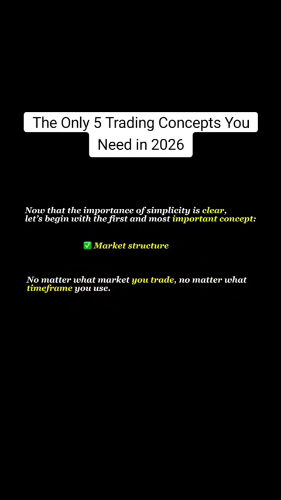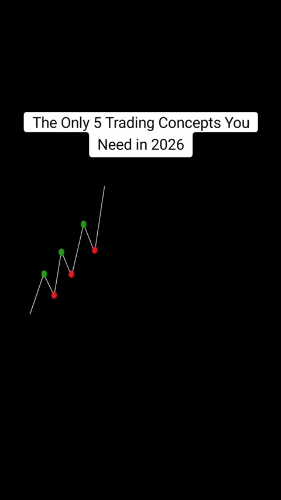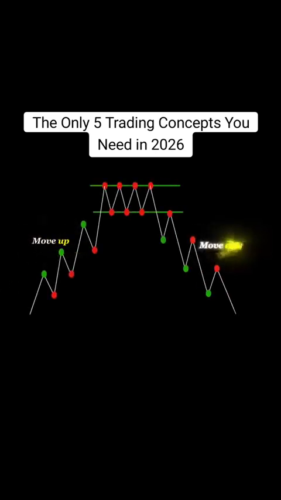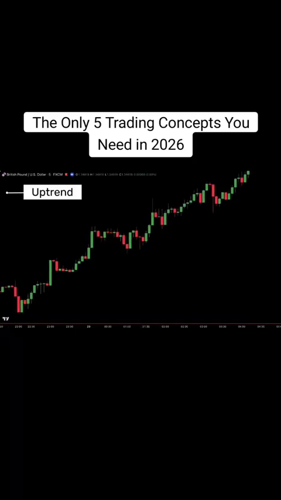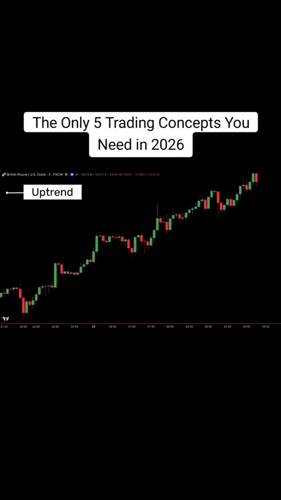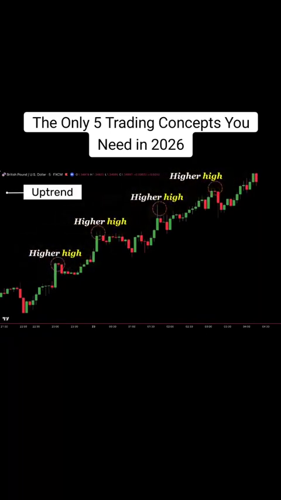No matter what market you trade, no matter what time frame you use, price can only do 3 things: move up, move down, or move sideways. There are no other conditions. Once you can correctly identify which state the market is in, you immediately eliminate confusion and most bad trades. Let's start with the uptrend, because this is where most traders either make consistent money or lose it by overcomplicating things. An uptrend is defined by a sequence of higher highs and higher lows.